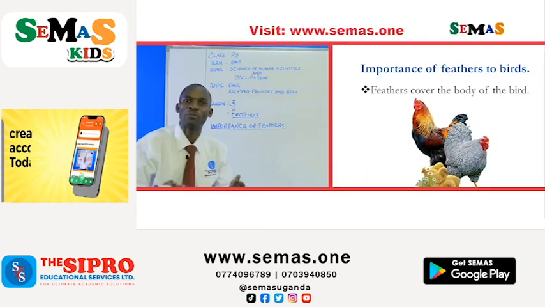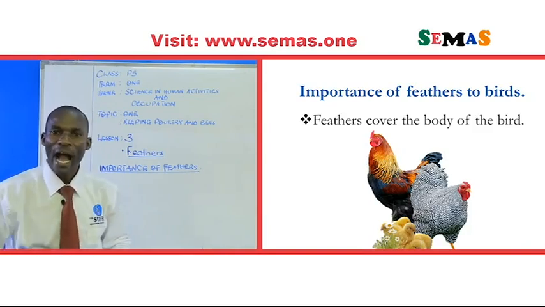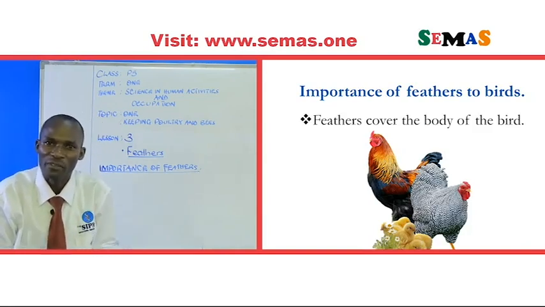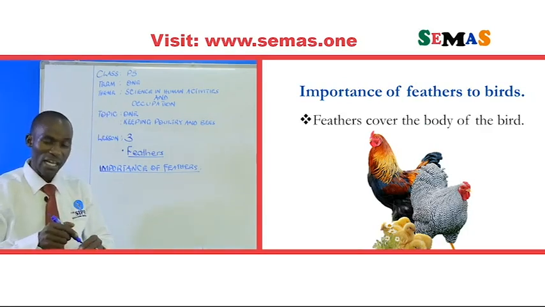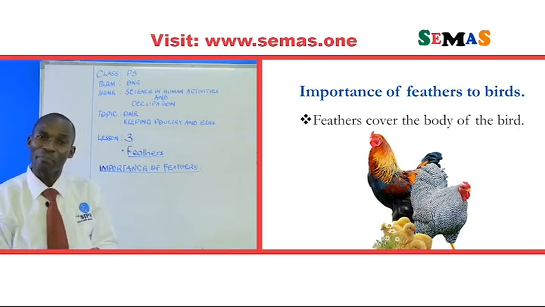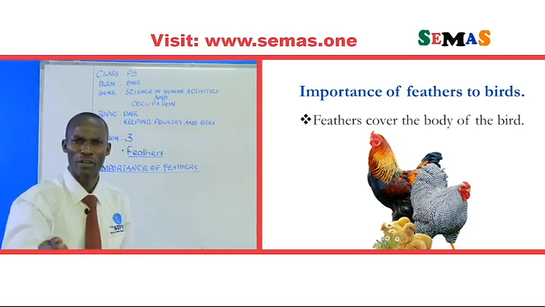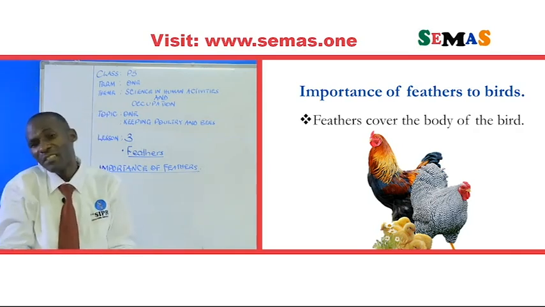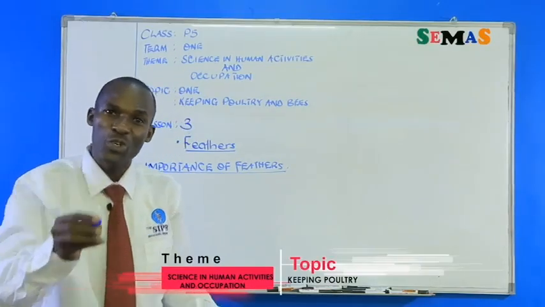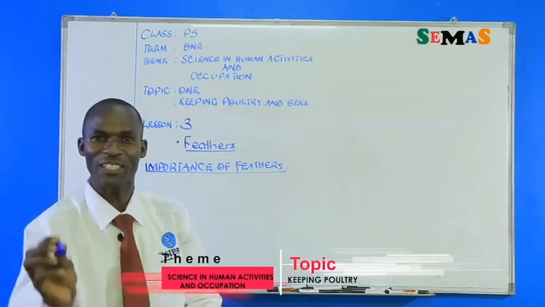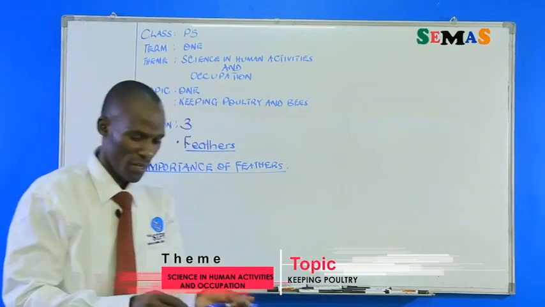The feathers help to cover the body of a bird and protect it from injury, from harm. If somebody threw, for example, a stone at the back of a bird, they are feathers. If it's not a very heavy stone, the bird may not even feel the stone because the feathers act as a cushion. The stone lands on the feathers, and the bird continues moving. Great.